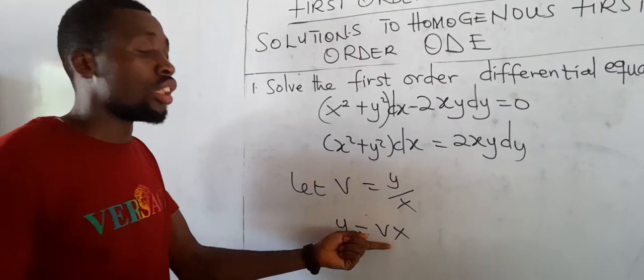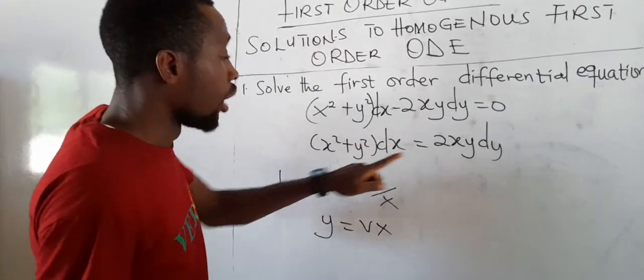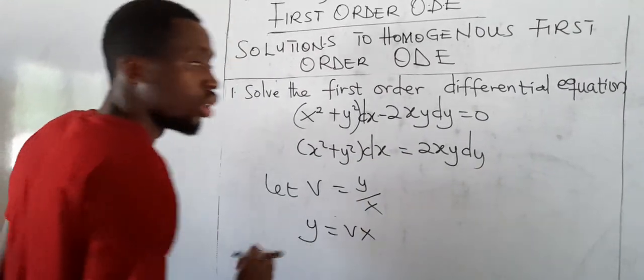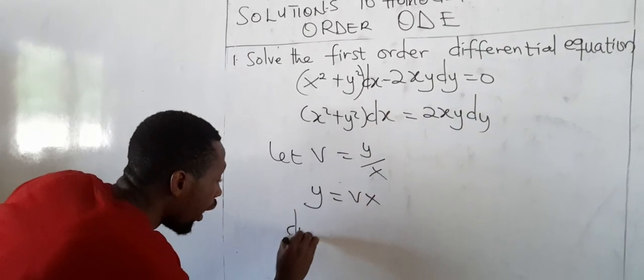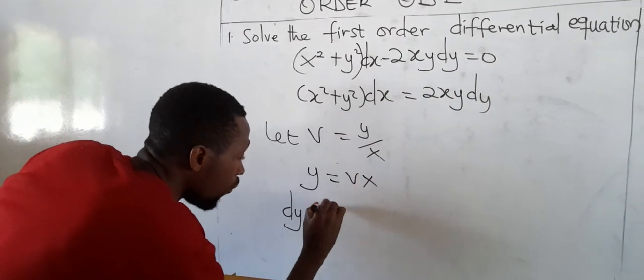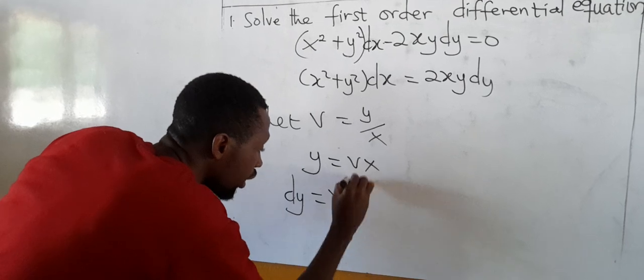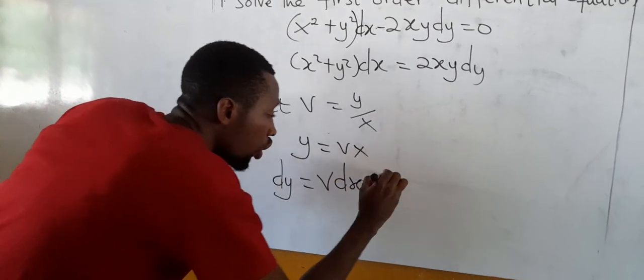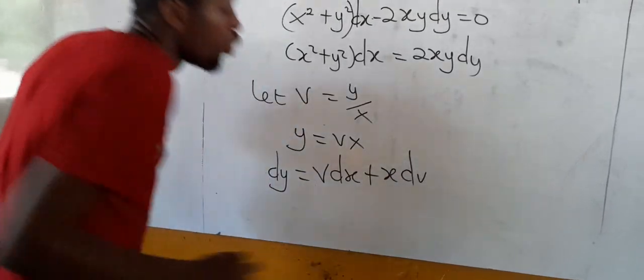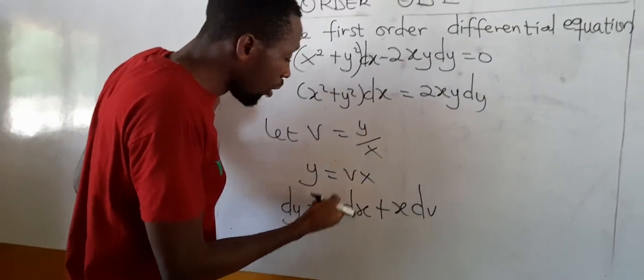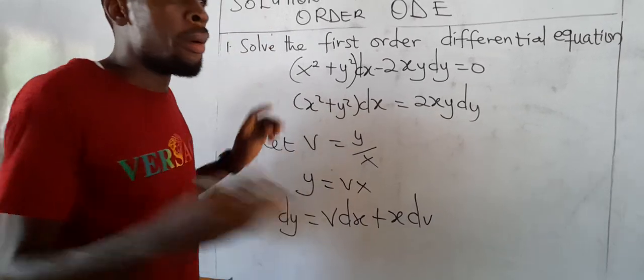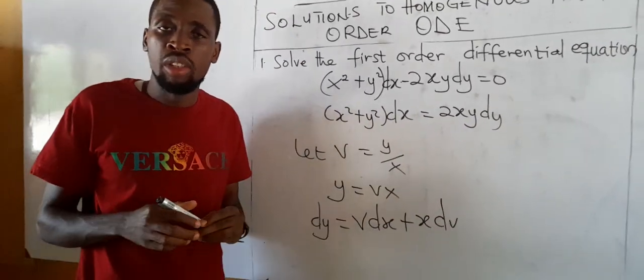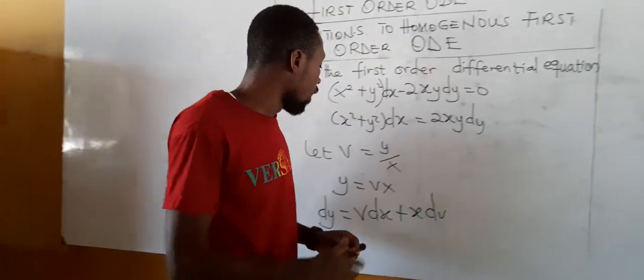Next, we try to differentiate. So we have y. Now we need dy, so we need to differentiate. Our dy will be equal to, remember, we keep v and differentiate x, dx, plus now we keep x and differentiate v, so x dv. Now we are going to substitute this and this into our differential equation. Bam! It will become separable.